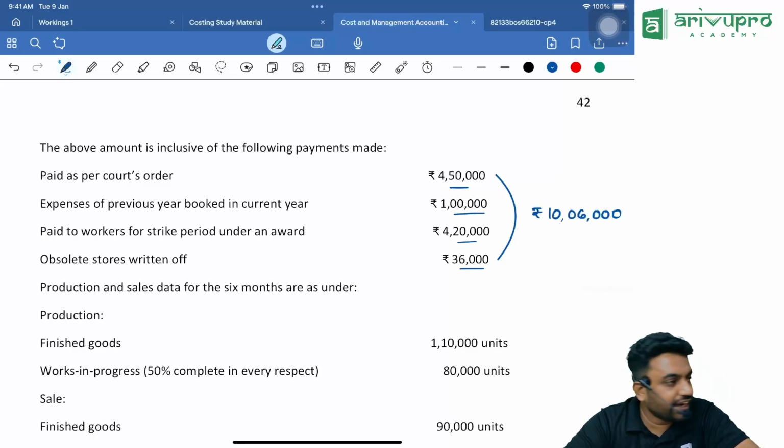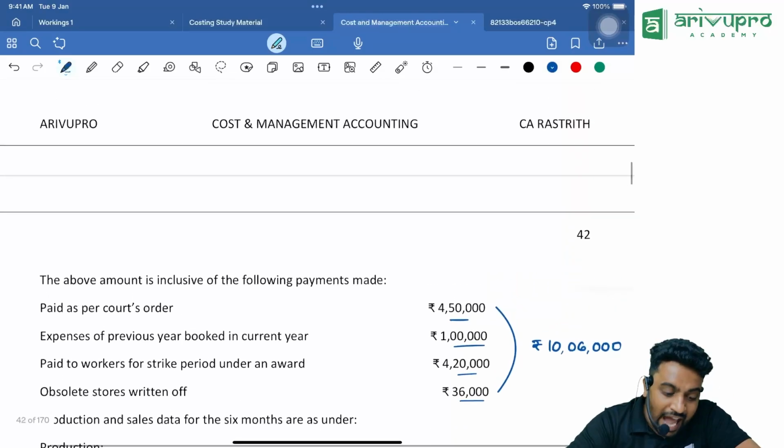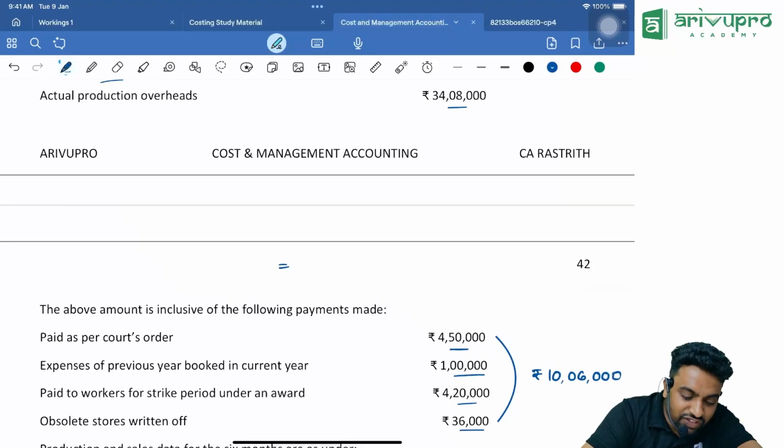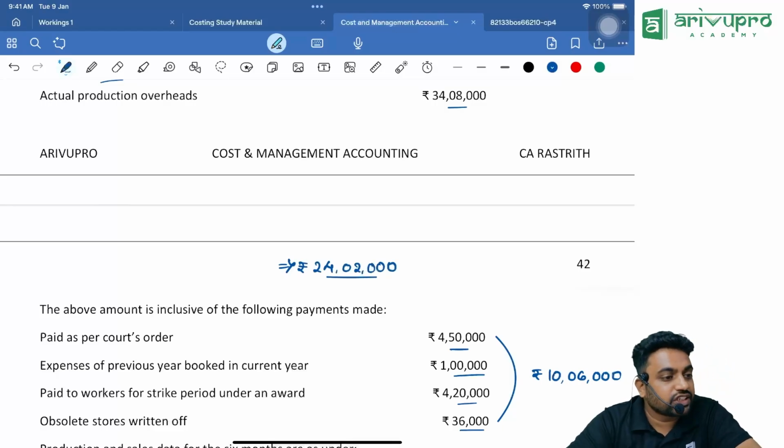6,000. Correct? So, the actual overhead to be considered for the 6 months will be 24 lakh 2,000. Correct? This will be our actual overhead for the 6 months to be considered for calculation of under absorption or over absorption.